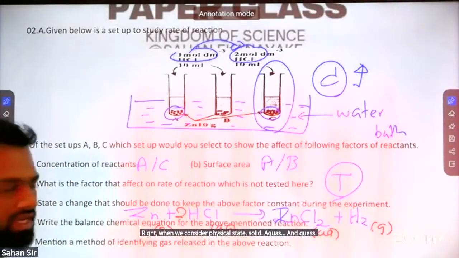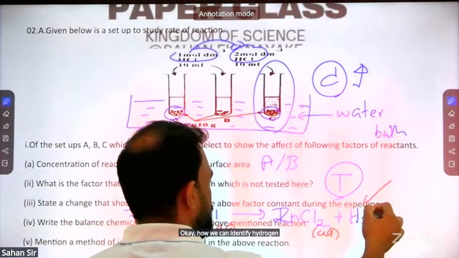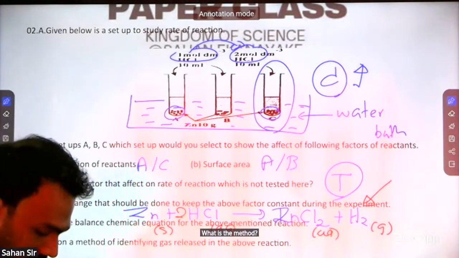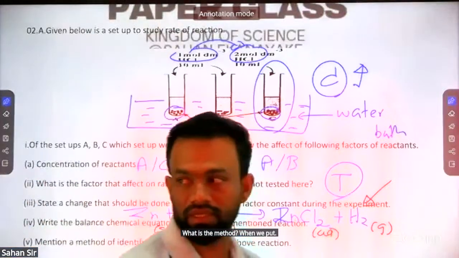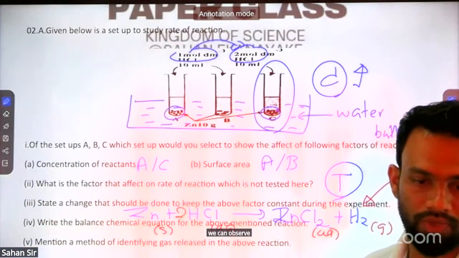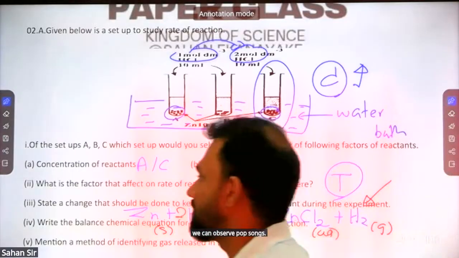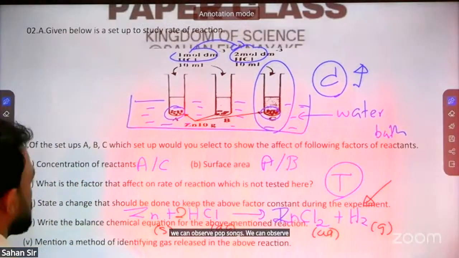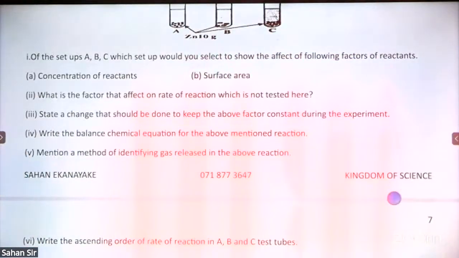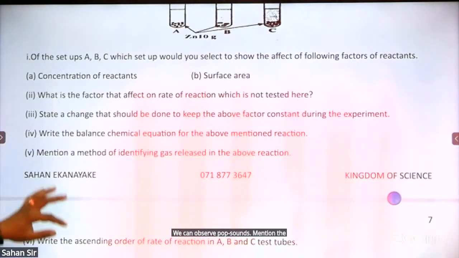How can we identify hydrogen gas in a school laboratory? What is the method? When we put a glowing splinter, we can observe a pop sound. Mention the method to identify the gas released in the above reaction.